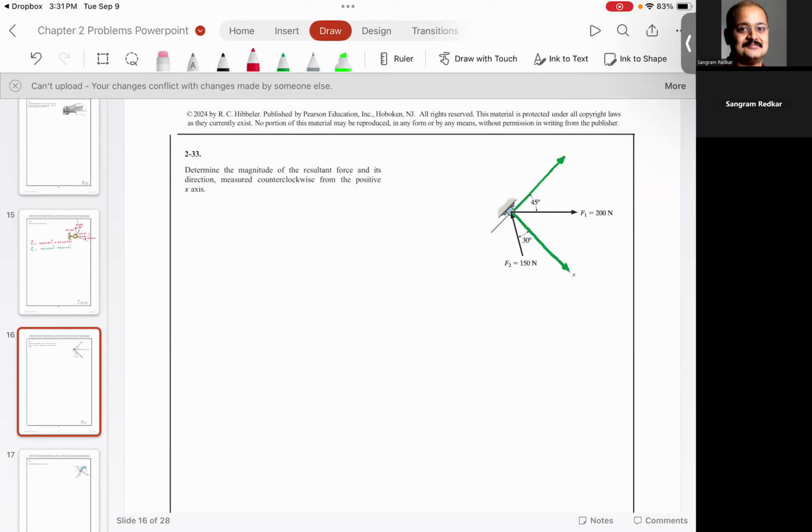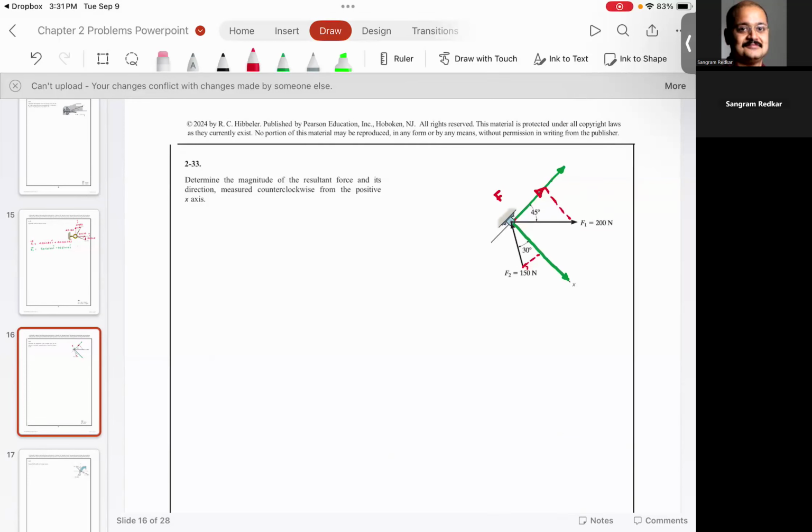I'm going to draw a vertical line. This is going to be F1 cosine 45. Then this one is going to be F1 sine 45. So this one is going to be F2 sine 30. This one would be F2 cosine theta.